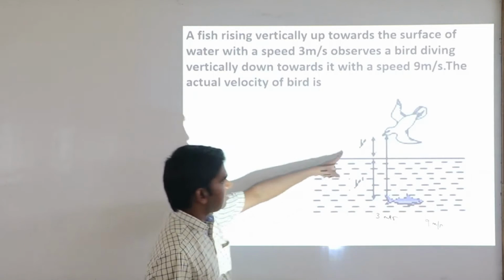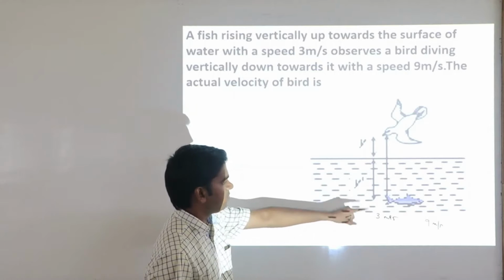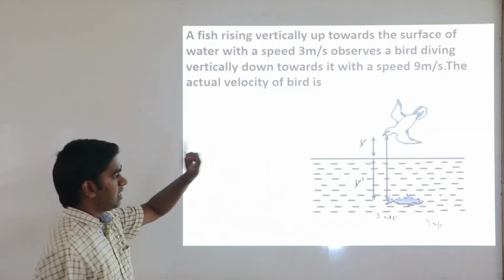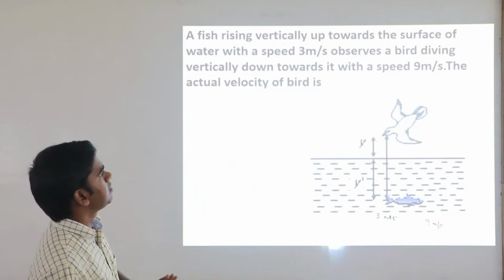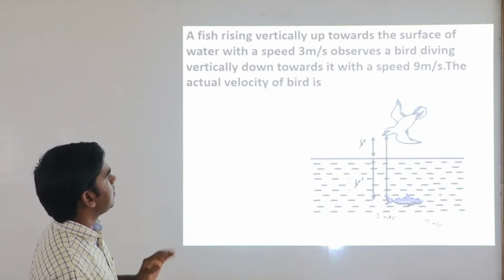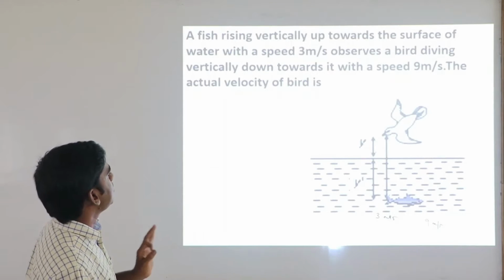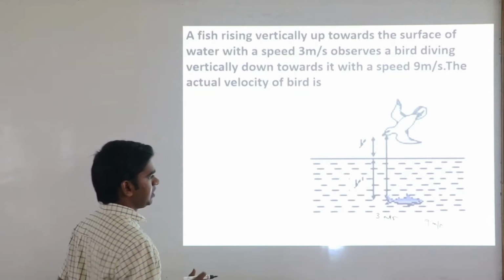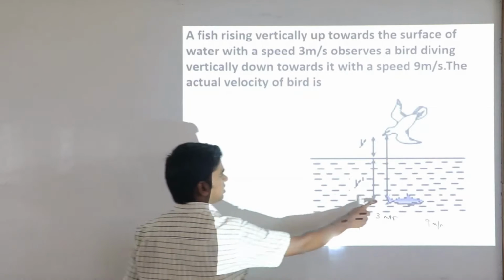Remember, the bird is also moving and the fish is also moving. That means that 9 meters per second is the relative velocity of the bird with respect to the fish. That we have to remember here. They are asking what is the actual velocity of the bird. So first we will write the distance between these two.